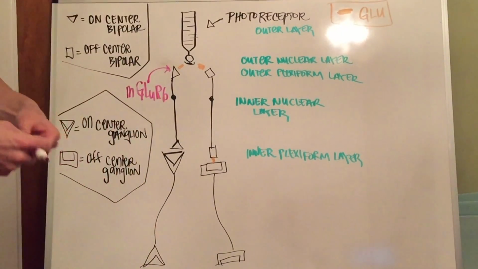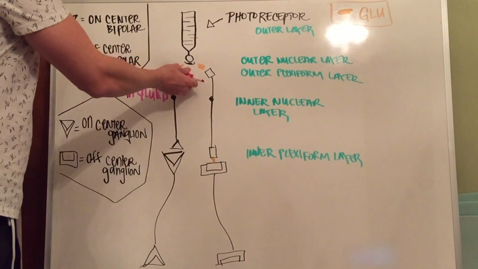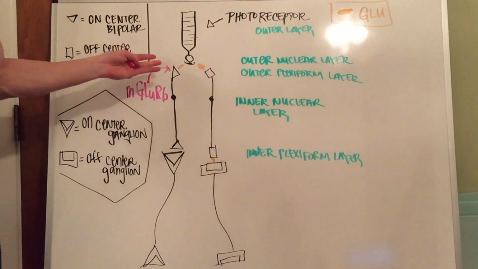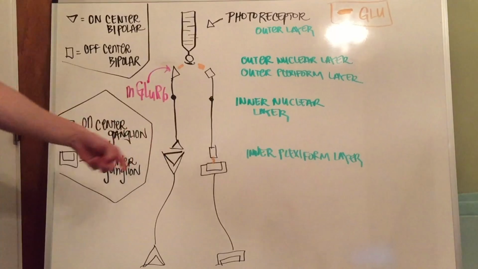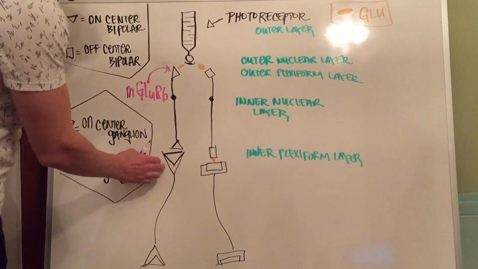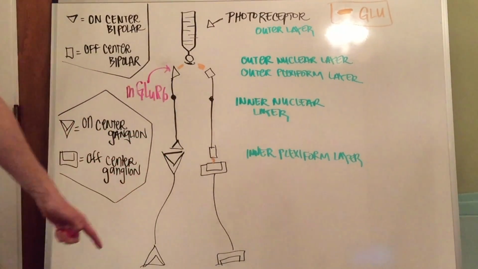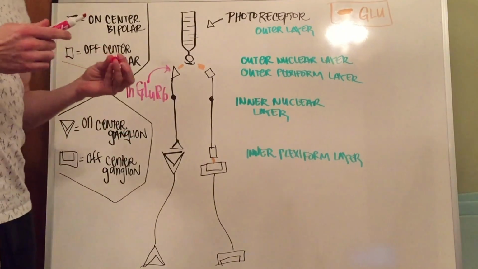Because it's a metabotropic receptor, it hyperpolarizes the membrane, not allowing an action potential to follow through, which means that nothing's able to continue on through the on-center ganglion either. So that's how that works with darkness.